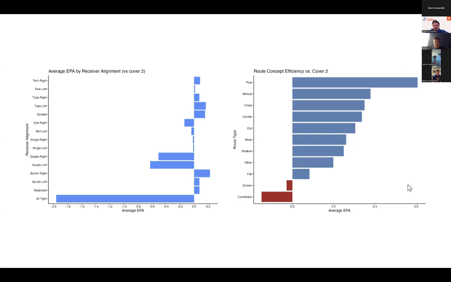And then the graph on the right essentially shows the route type in general and the average EPA for that, and as you can see, the post route is by far the highest EPA yielding route.